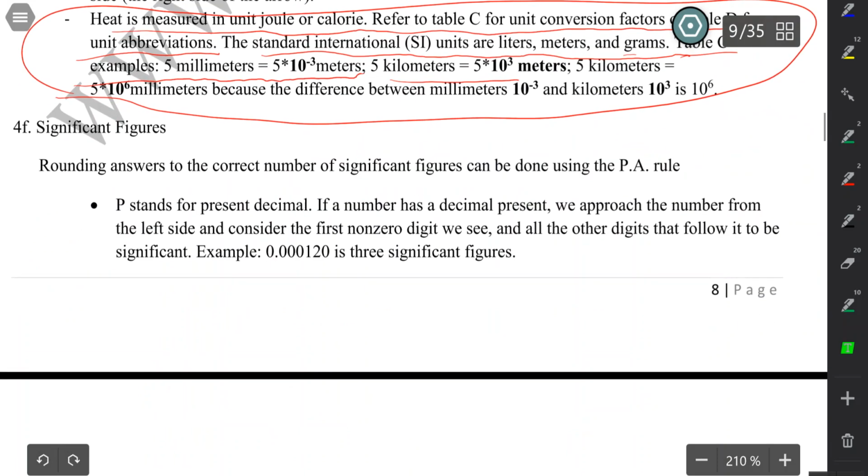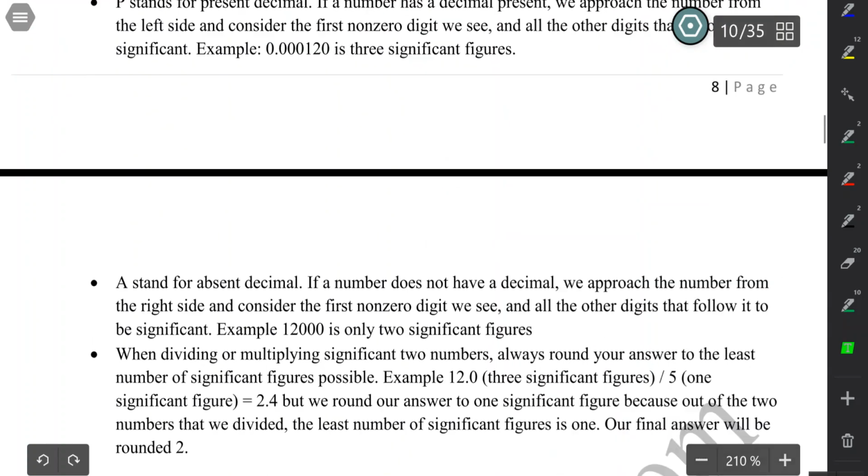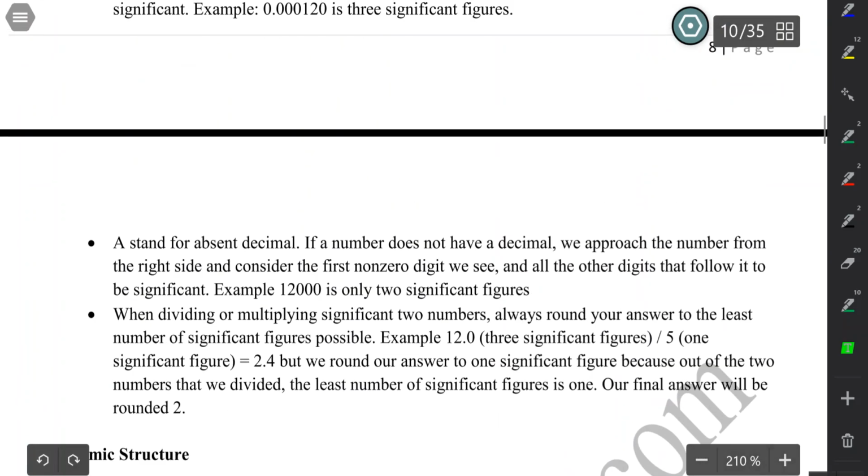Significant figures. For the Regents, you only have to know how to round your answers to the correct significant figures if you're actually multiplying numbers. So the PA rule, simply, you can read this later if you'd like, but I'm going to explain it here for the sake of time. So PA rule. P stands for a present decimal, and A stands for an absent decimal.